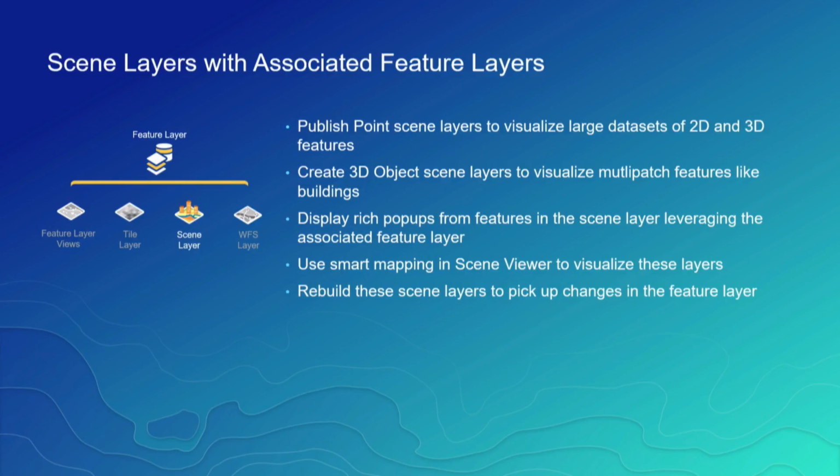You can go ahead and rebuild that scene layer and pick up those changes, so you're not just getting those static tiles. And the same thing if you had buildings, let's say, and you added a proposed building that got approved into the master data set, you could use the append and update on the feature layer and rebuild the scene layer.